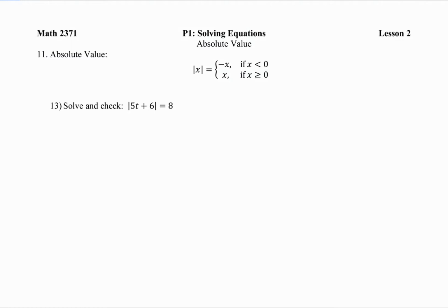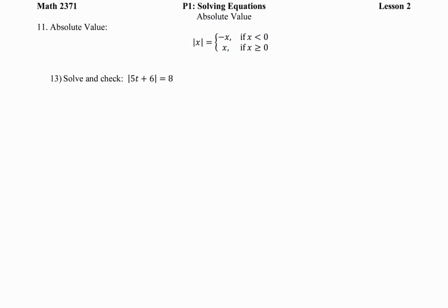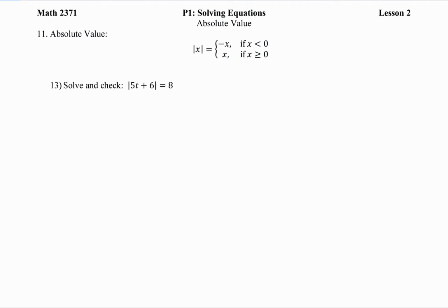The absolute value is defined as a piecewise defined function. It is negative x if x is less than 0, and it is x if x is greater than 0. Now, I want you to notice this. What this means is that it is the function y equals negative x if x is less than 0. So where is the negative sign acting? Is it acting on the y value or the x value? It is acting on the x value.